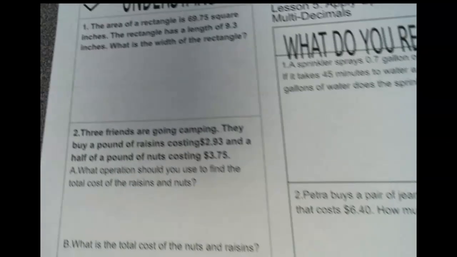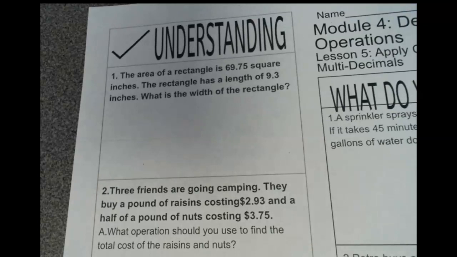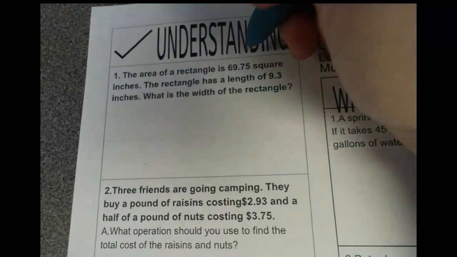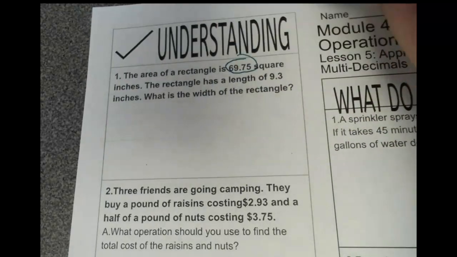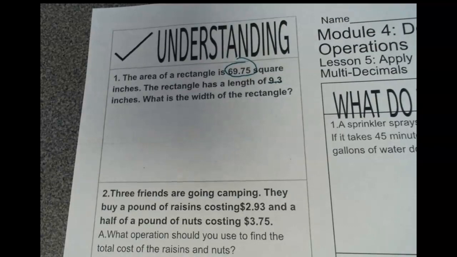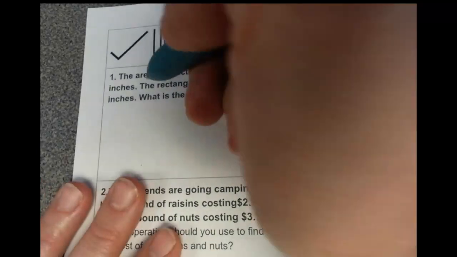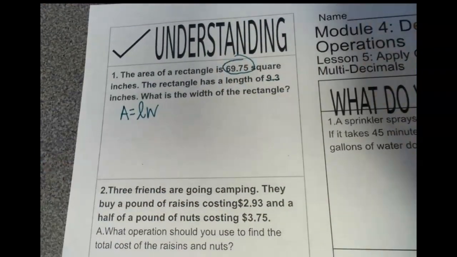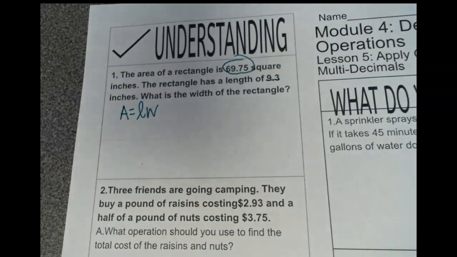Okay. Check understanding. The area of a rectangle is 69.75 square inches. The rectangle has a length of 9.3. What is the width? Okay, so you guys might not remember this, but to find the area of a rectangle, the formula is area equals length times width. Yes, my L looks weird. It's a cursive L. And once we get into geometry, I'll explain to you why it looks that way.